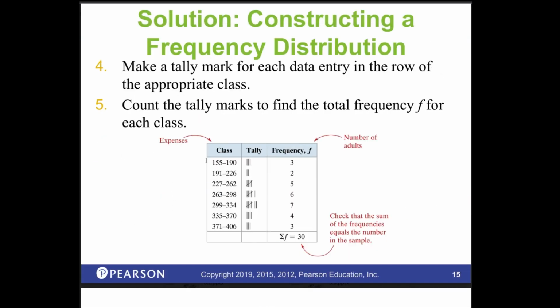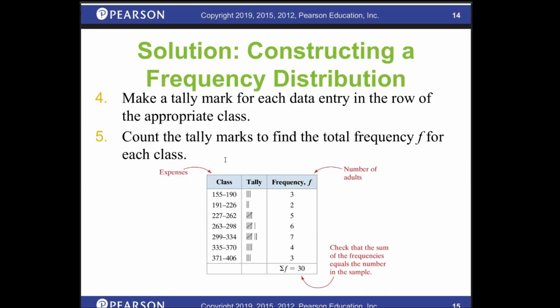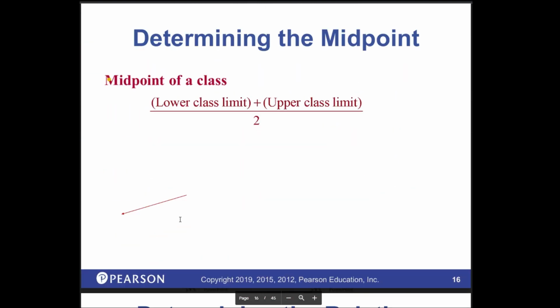And then make a tally mark for each data entry in a row of the appropriate class. Count the tally marks to find the total frequency, f, for each class. So as you can see here, the frequency is the number of adults. And then we check that the sum of the frequencies equals the number in the sample. So as you can see, we got 30. And then these are the expenses.